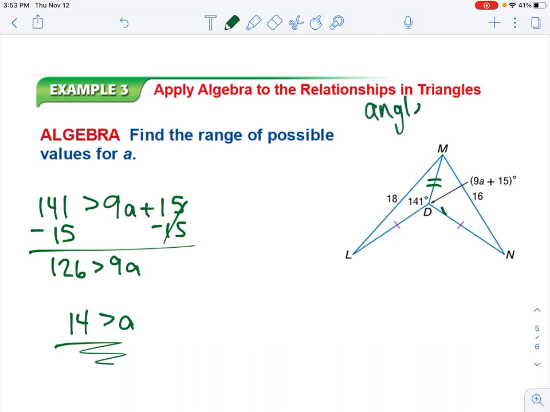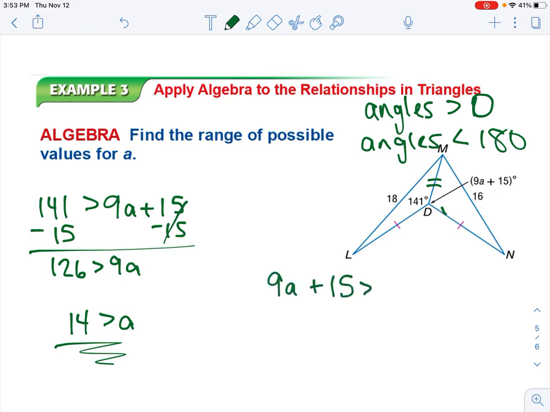Recall that angles must be greater than 0, and angles must be less than 180. So we already have our angle less than 141, which means for our secondary part to find our range, we need to state our angle greater than a number. And in this case, we want to do angle greater than 0. So we don't want to do the angle less than 180 because we already have a more strict thing here, 141, so that would just be repetitive and not super helpful.